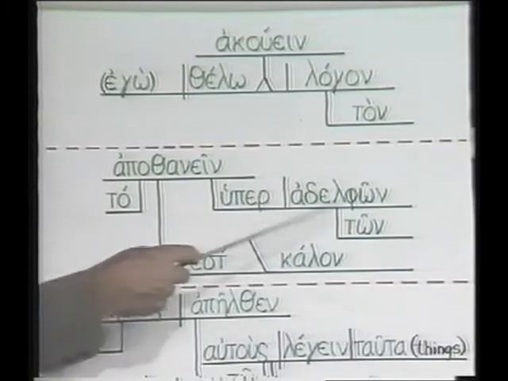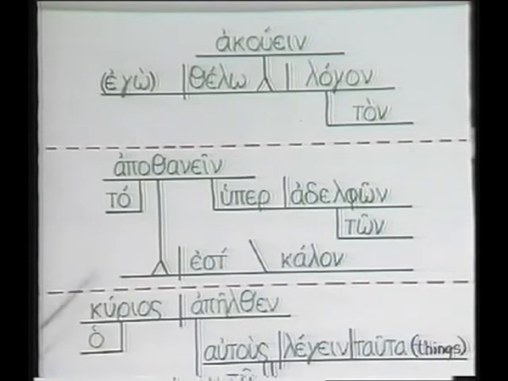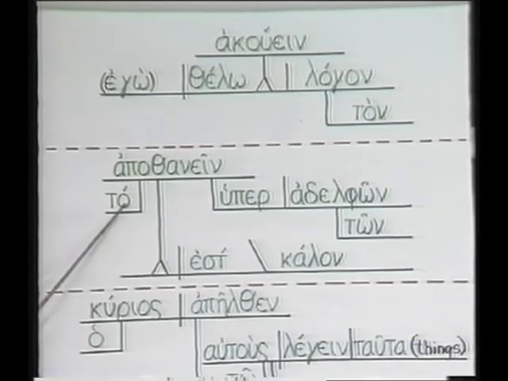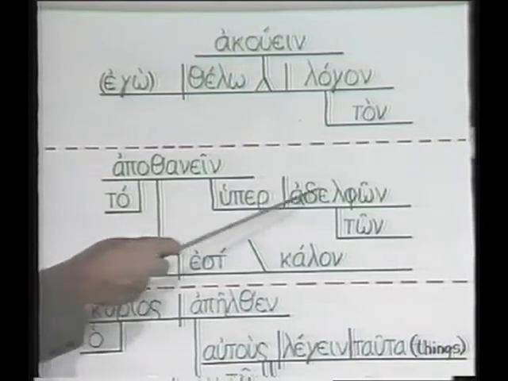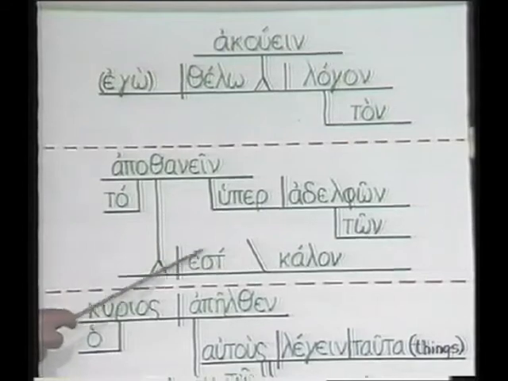To die on behalf of the brothers is good. Now we would translate that in good English, it is good to die on behalf of the brothers. But actually, the subject is the infinitive. To die on behalf of the brothers is good. Dei, exesti, estin.